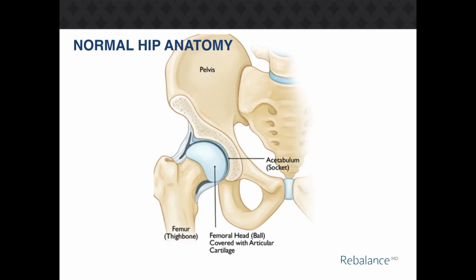The hip consists of a ball and socket joint. The round head of the thigh bone, also known as the femur, moves within the socket of your pelvis, called the acetabulum. It is the ball and socket structure of the hip joint that allows you to move your hip in multiple directions.